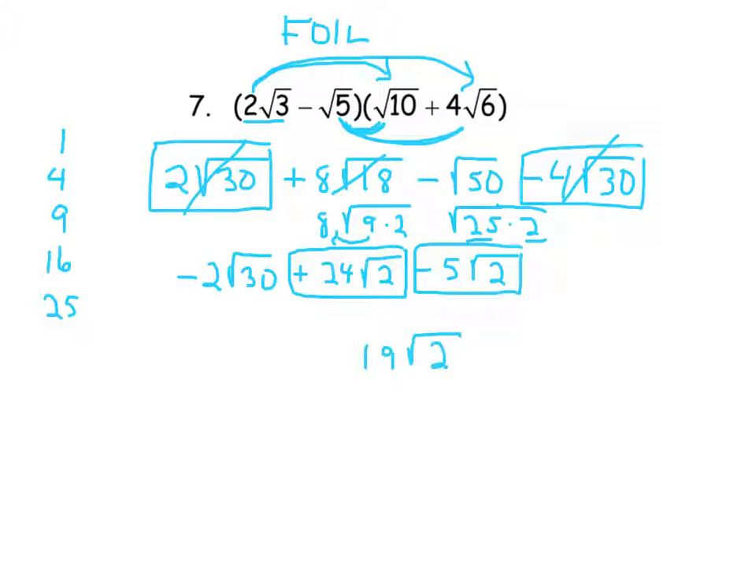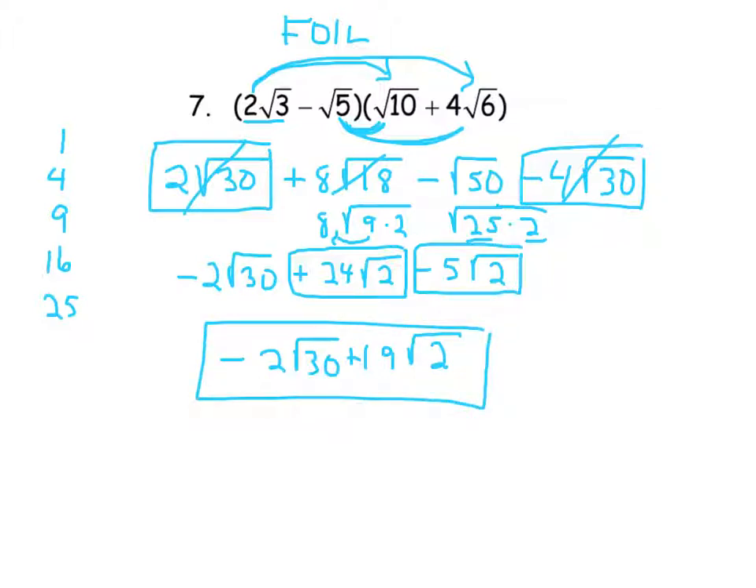And again, I have in front negative 2 radical 30. And since this is positive, I put a plus sign. So negative 2 radical 30 plus 19 radical 2 would be my answer.